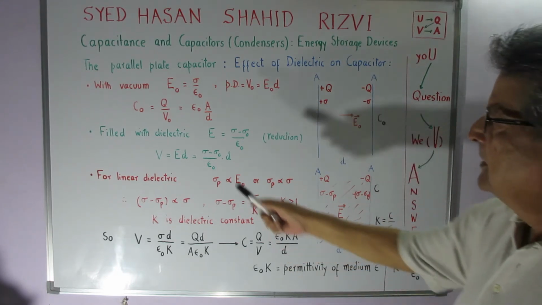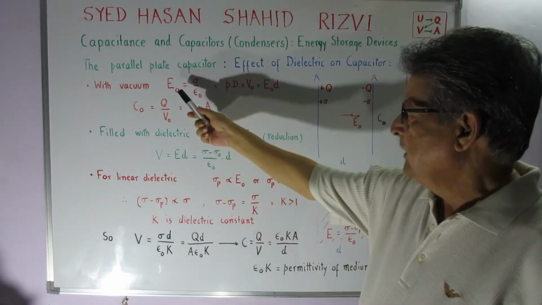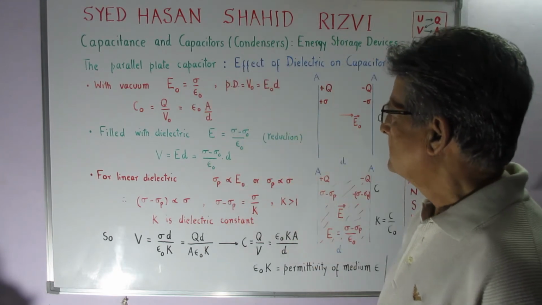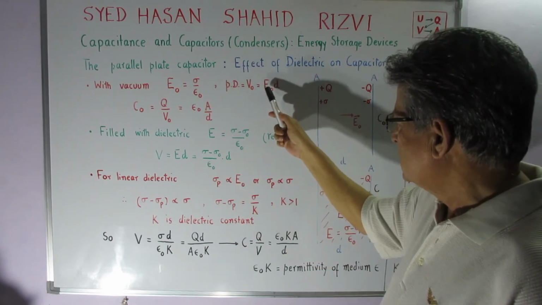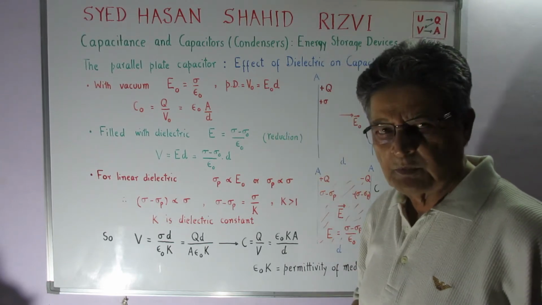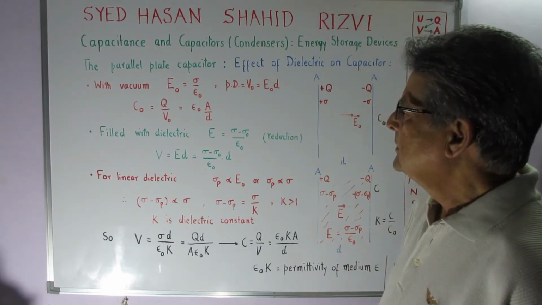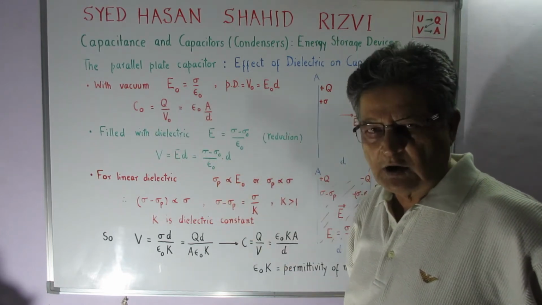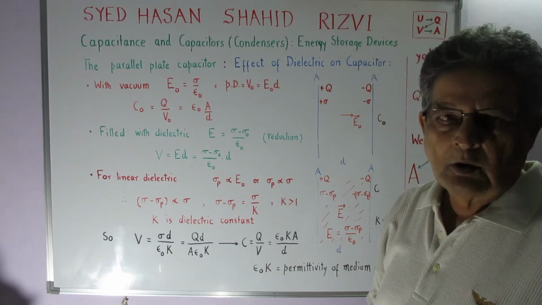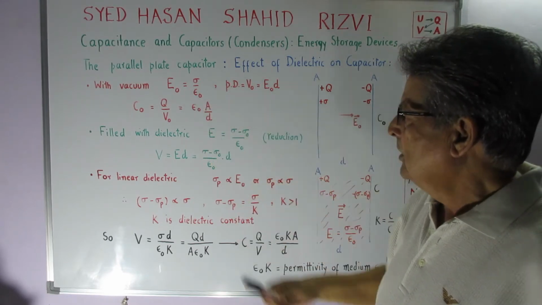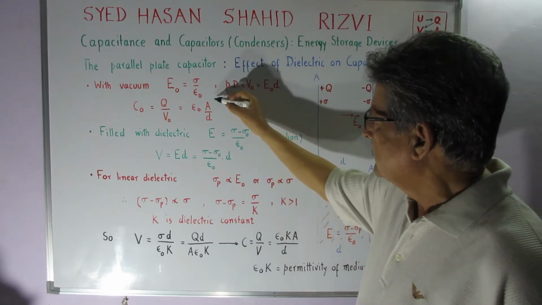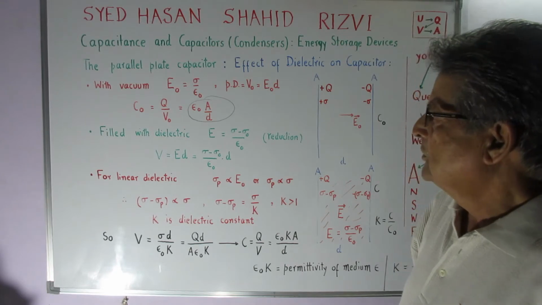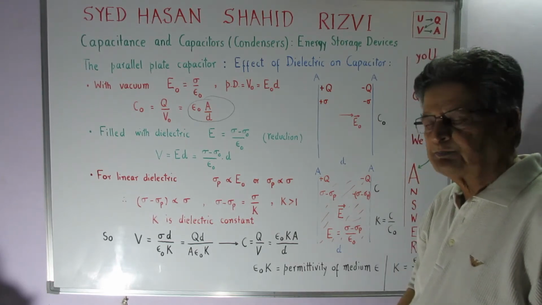Before that, when the vacuum is in between, E naught is equal to sigma upon epsilon naught. This is the magnitude of the electric field. And the potential difference V naught is equal to E naught into d. So C naught, the corresponding capacitance, is equal to Q divided by V naught, because Q is proportional to V. So this becomes equal to epsilon naught A over d. This is the capacitance when there is vacuum between the two plates.